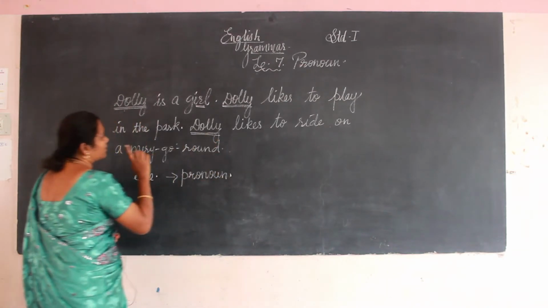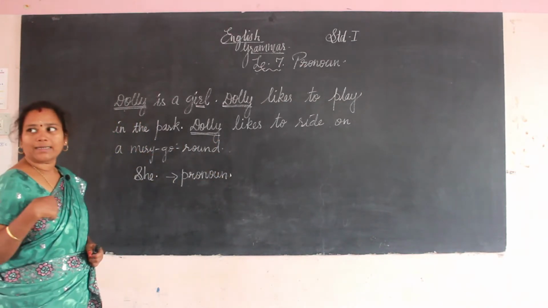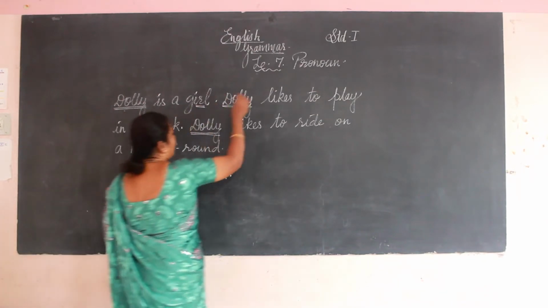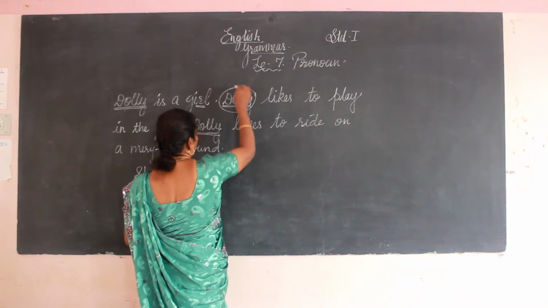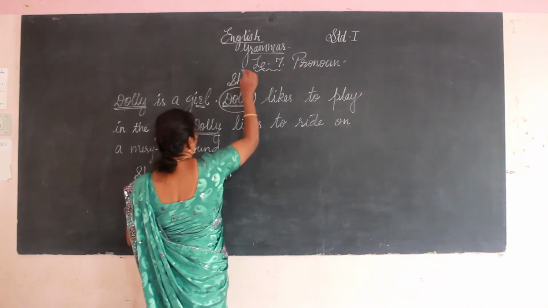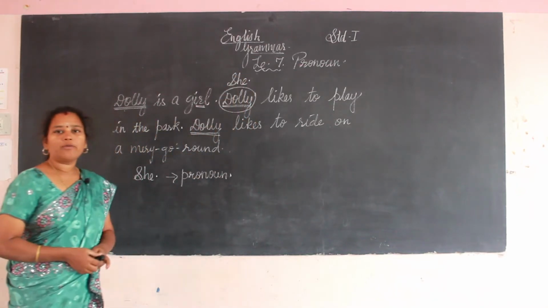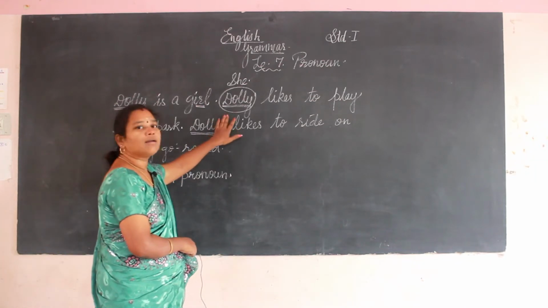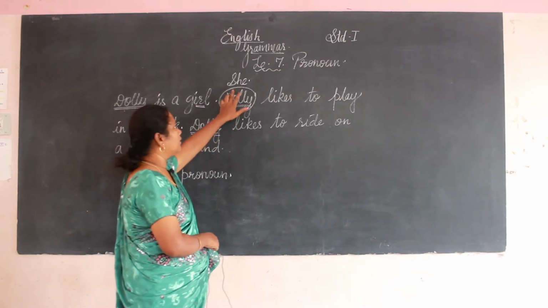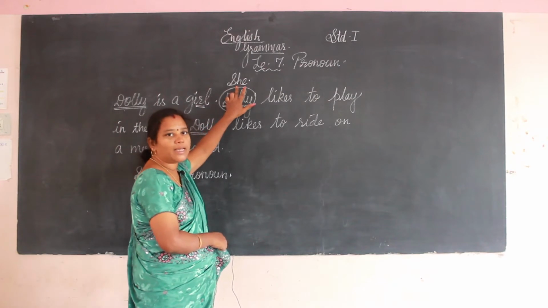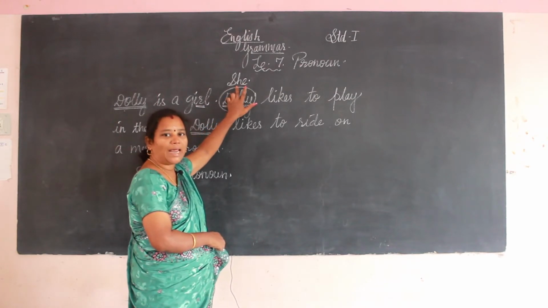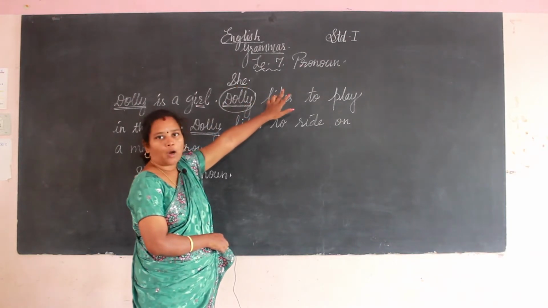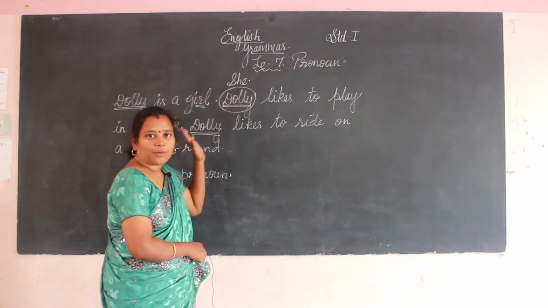Okay? Now how would we write that sentence exactly? Dolly is a girl. Instead of Dolly, we will write here she. What will we write? She. Why are we writing she there? Because she is a girl. So we are writing here she. What is the spelling of she? S-H-E, she. She is a pronoun. Okay, are you clear?